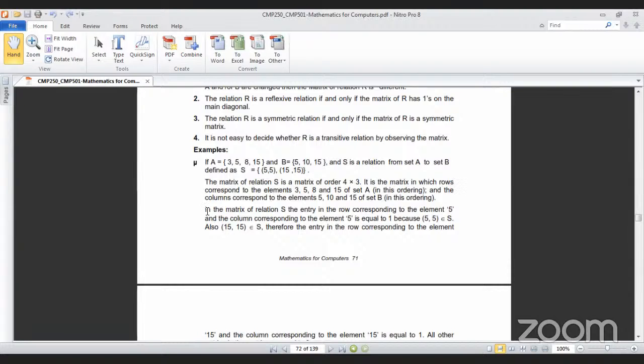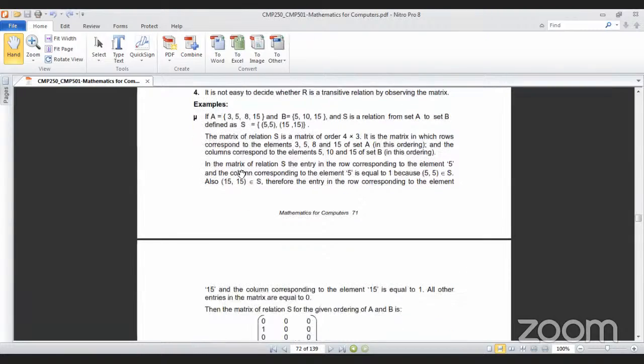It is a matrix in which rows correspond to the elements. So rows are 3, 5, 8, 15 in that form, and the columns will be 5, 10, 15. Now this is the only relation. Now you will understand how it's going to work.